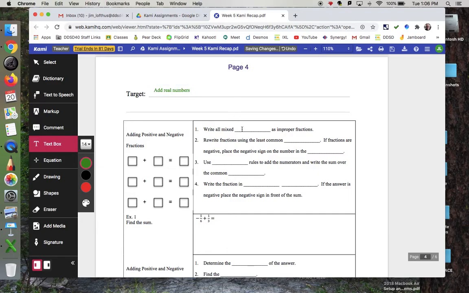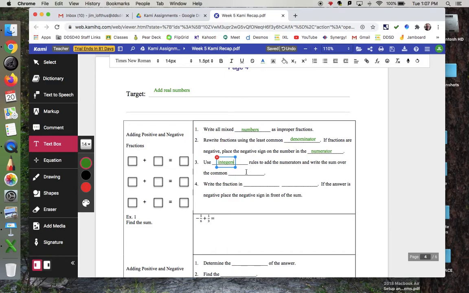And write all mixed numbers as improper fractions and rewrite the fraction using the least common denominator. If the fractions are negative, place the fraction sign on the number in the numerator. And use integer rules. So this is a new idea. We learned about integers last week, but now we're going to apply those rules to fractions.